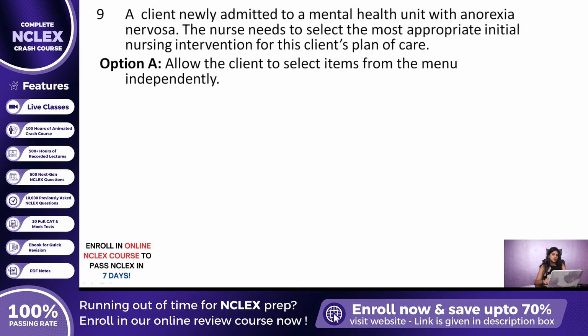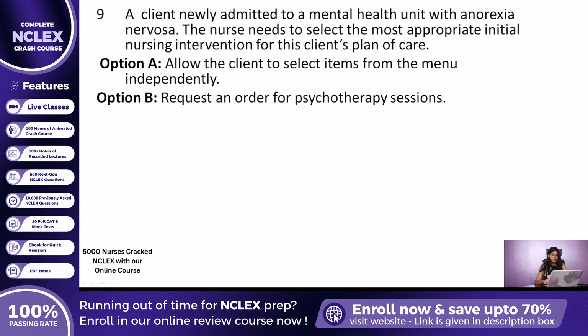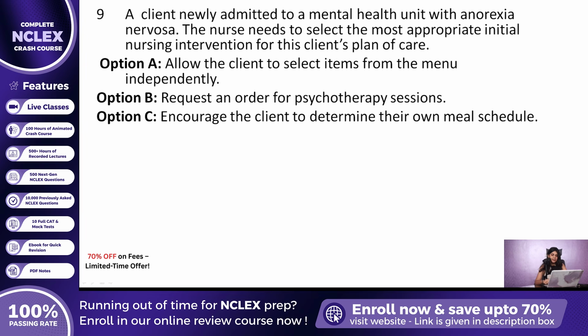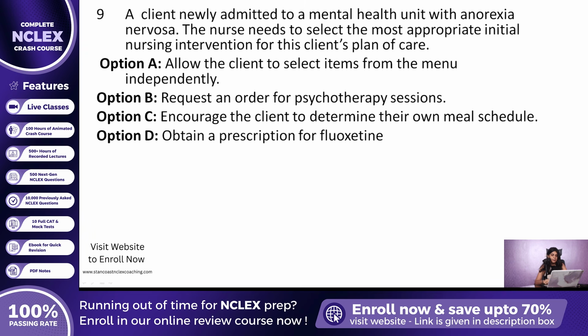Option A, allow the client to select items from the menu independently. Option B, request an order for psychotherapy sessions. Option C, encourage the client to determine their own meal schedule. Option D, obtain a prescription for fluoxetine. The correct answer is Option B, request an order for psychotherapy sessions.